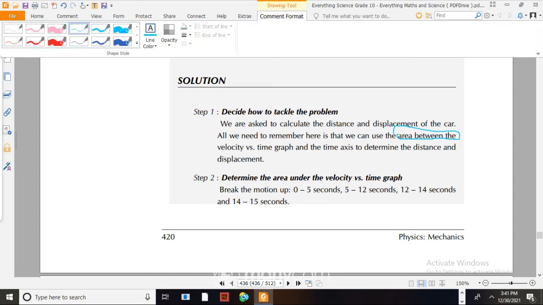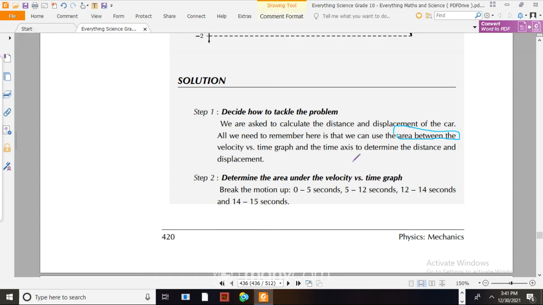Let me use red color. Okay, we are asked what? One, distance, and displacement. And we are to get the area. So determine the area under the velocity time graph.